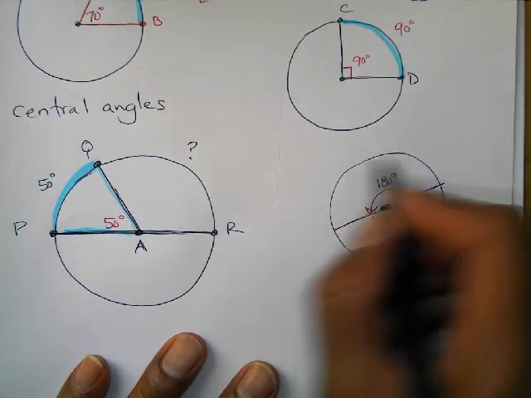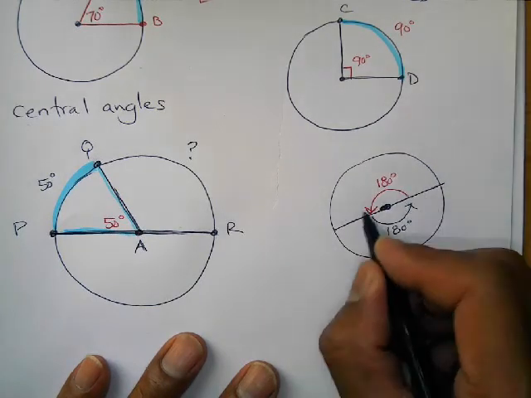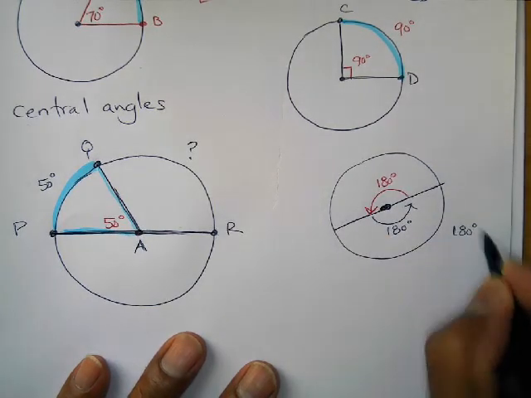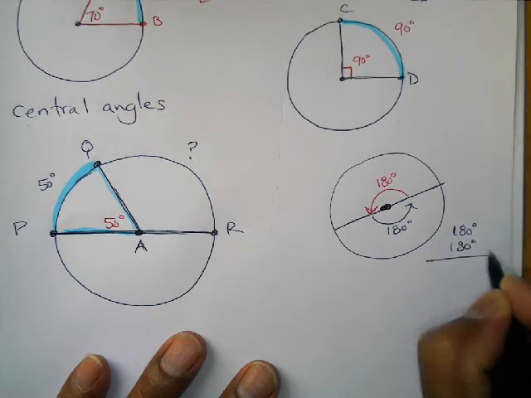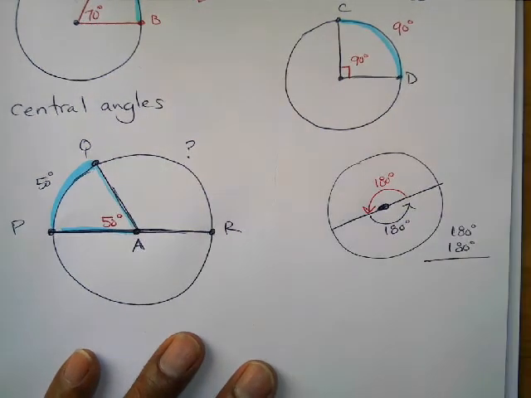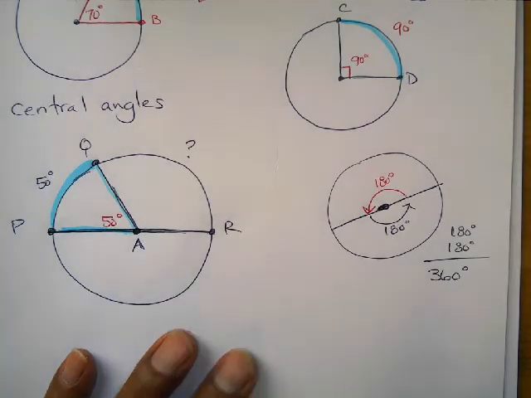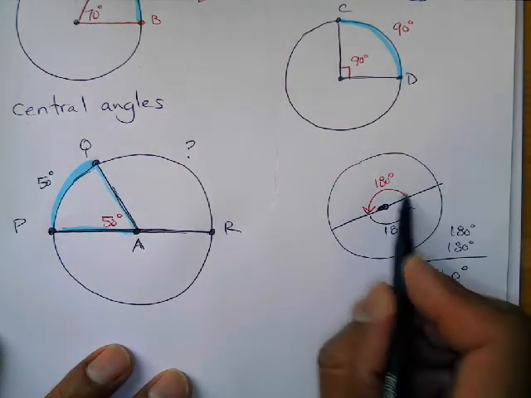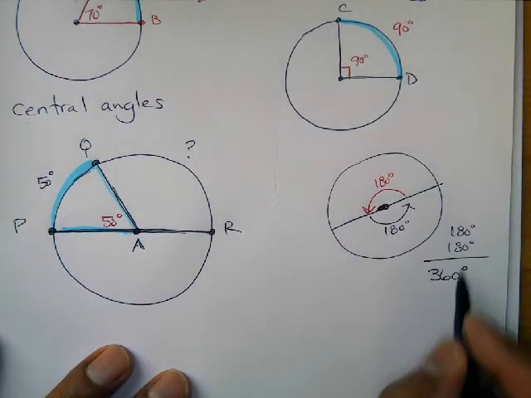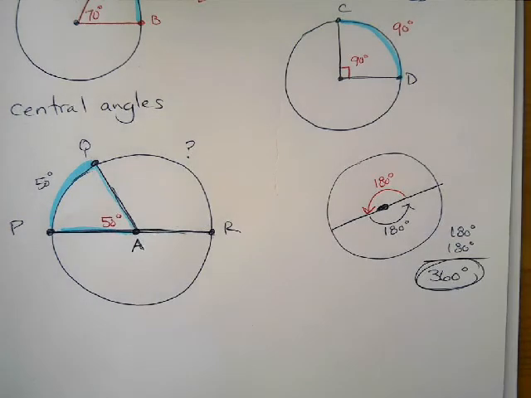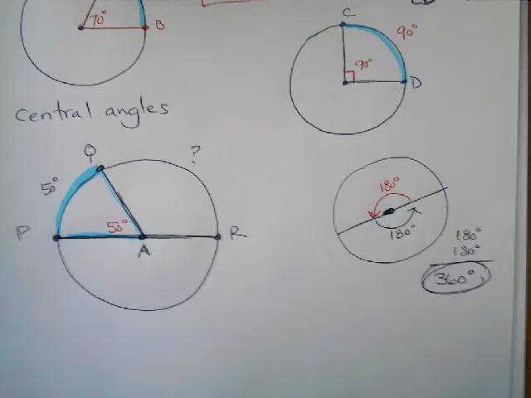And hopefully you've heard this before, one complete rotation would be 180 plus 180. Has anybody heard that before? A complete rotation is 360 degrees all the way around. That's how many degrees is all the way around, right? 180 is half, plus another 180 is 360.